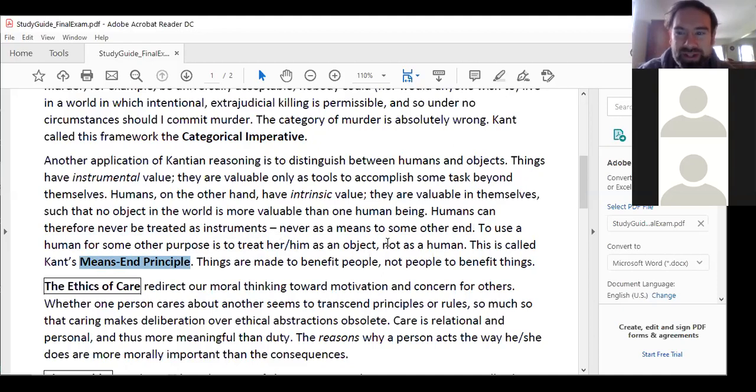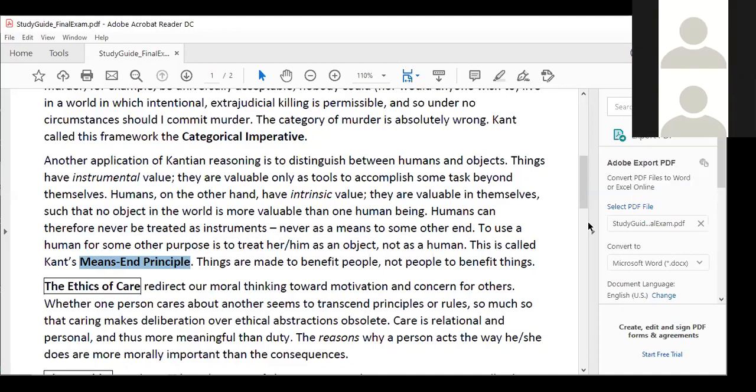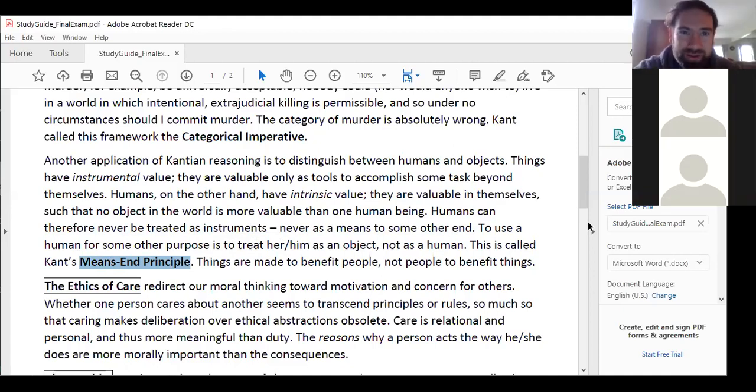And yet this does raise some interesting questions that have to do with employment or transactions. Like when I go to a store and I buy something from a clerk, am I using that clerk in order to get what I want? So here's an interesting Kantian way of thinking about business and business transactions.